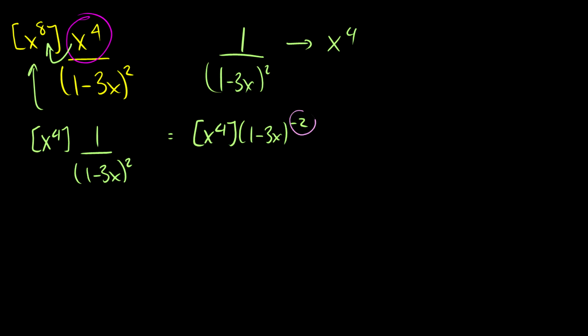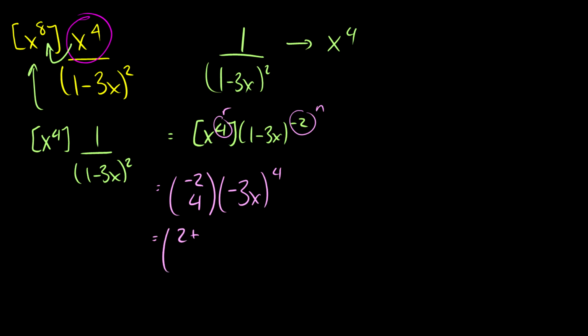And again, we have an n value here. We have an r value here. So let's plug those in. This is negative 2 choose 4 of negative 3x to the 4. And we can expand this. So this will be 2 plus 4 minus 1 choose 4 times negative 1 to the 4. And that is the expansion of negative 2 choose 4.